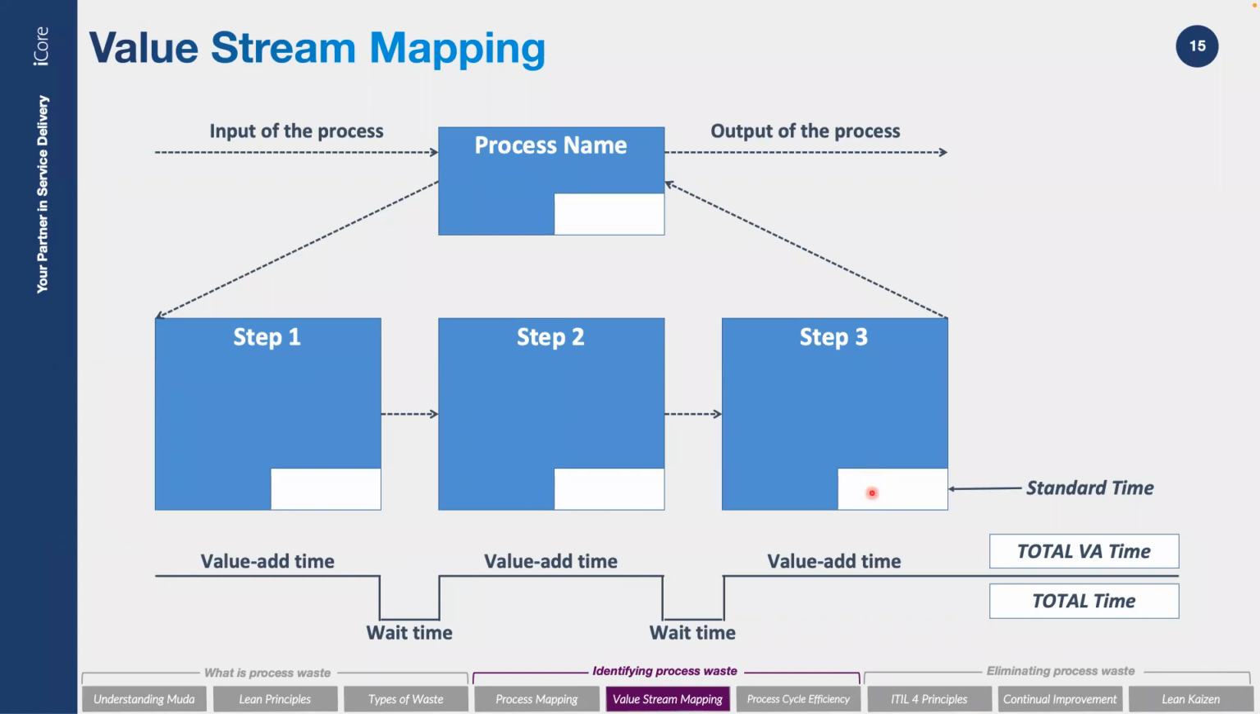That's standard time. We add these all together to get the process standard time. Using this process 100% effectively would give us this amount of time. However, we live in the real world, so we know that that is not going to happen. So we're now having a look at the value added times. How long does it actually take to do the step?